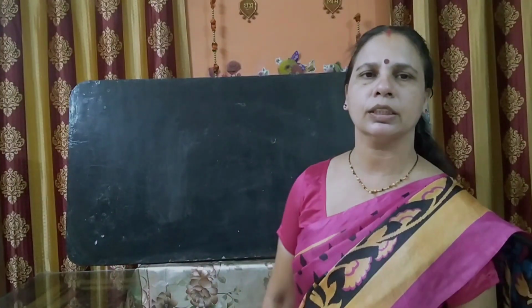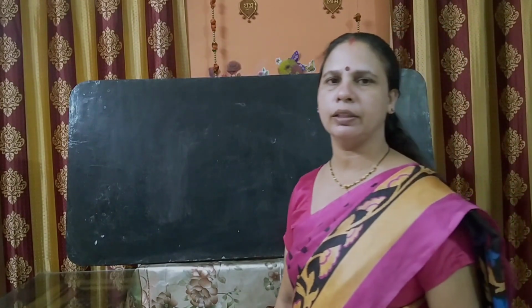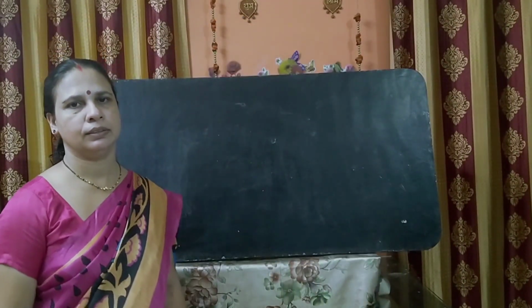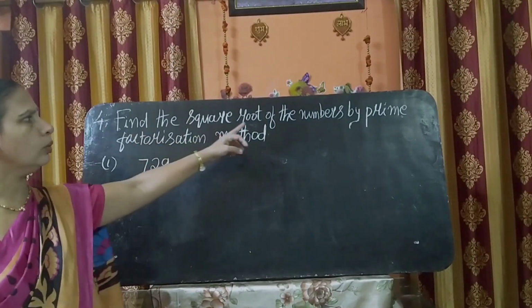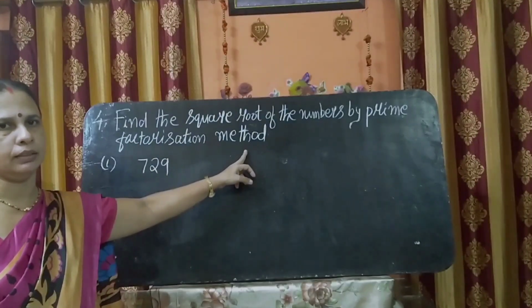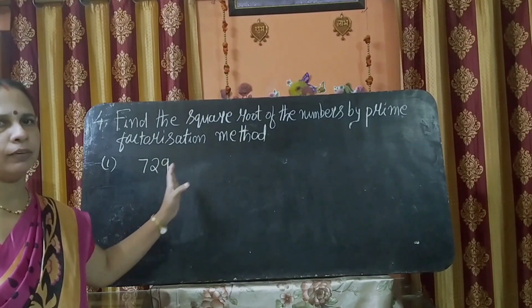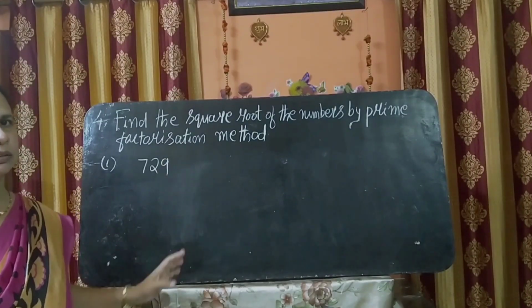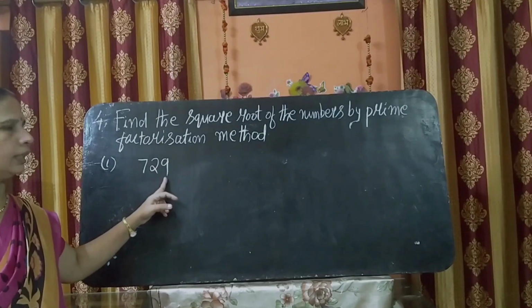In the previous class, we learned what a square root is. Today, we are going to learn how to find a square root by the prime factorization method. The question is: find the square root of the numbers by the prime factorization method. Here, the first number is 729.